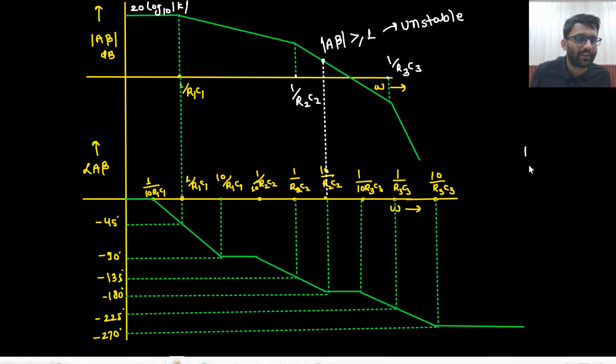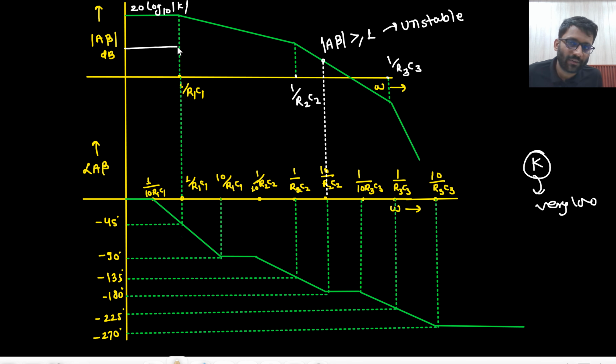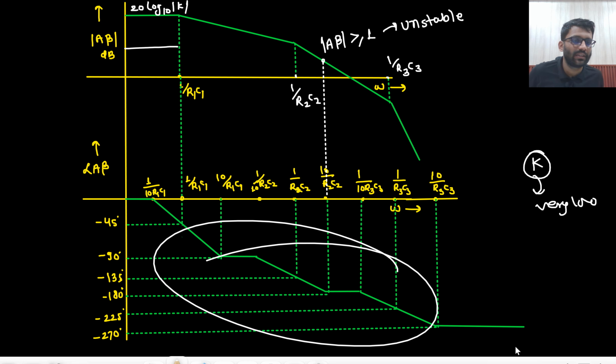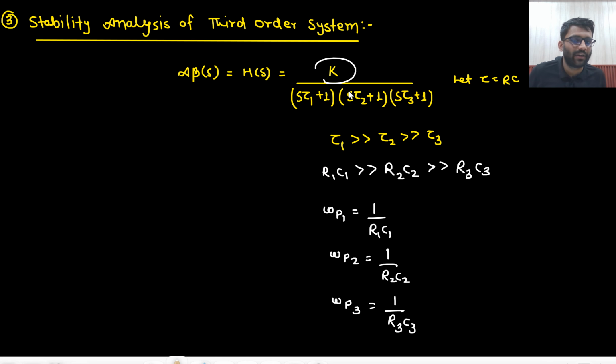Sir, what if this particular gain K is very low? If that is very low, then this graph will start from here. This will not change. Why? Because your phase shift doesn't depend on this value. Your phase shift will be minus tan inverse omega by omega 1, minus tan inverse omega by omega 2, minus tan inverse omega by omega 3. It will not depend on this value.